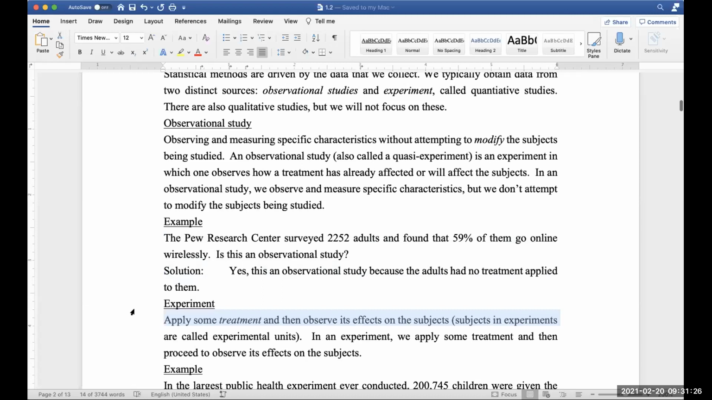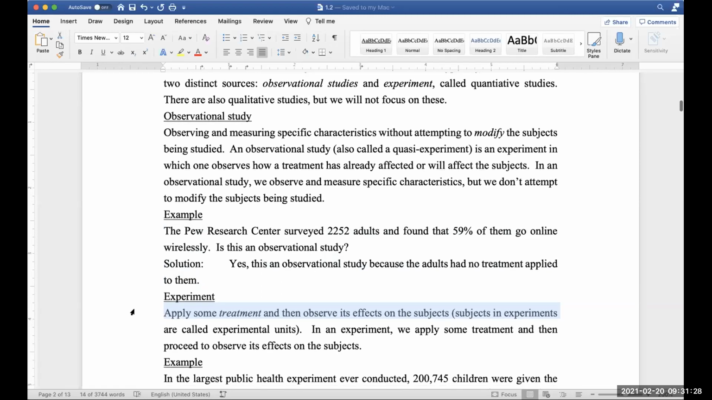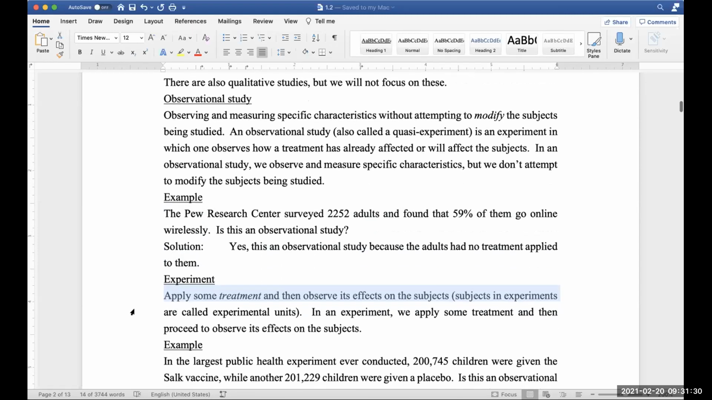So an experiment. In an experiment, you apply some treatment and then observe its effects on the subjects. The subjects in an experiment are called experimental units. So in an experiment, we apply some treatment and then proceed to observe its effects on the experimental units.